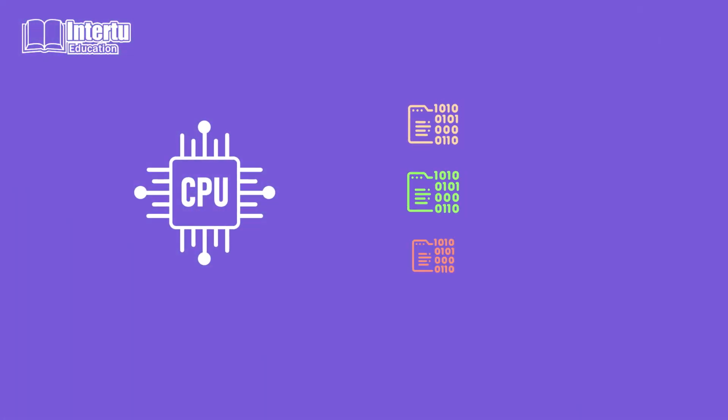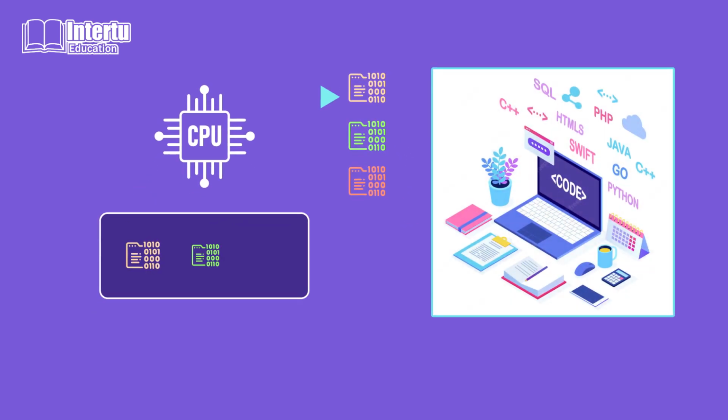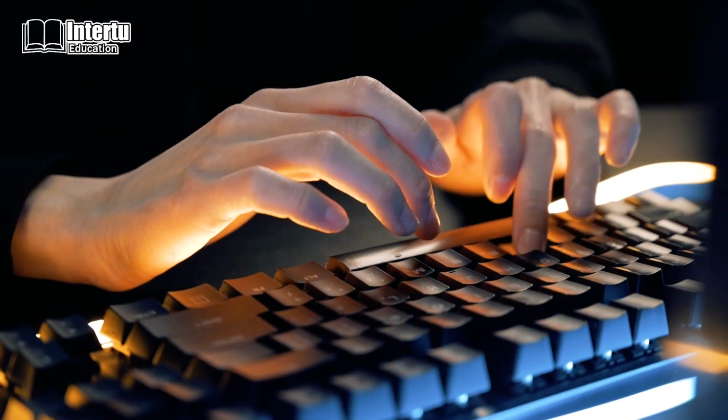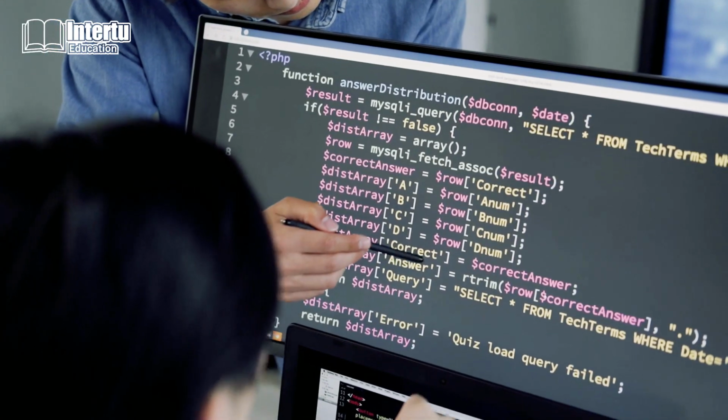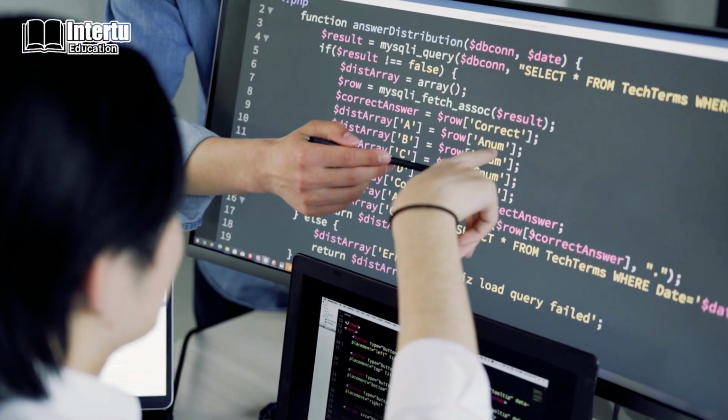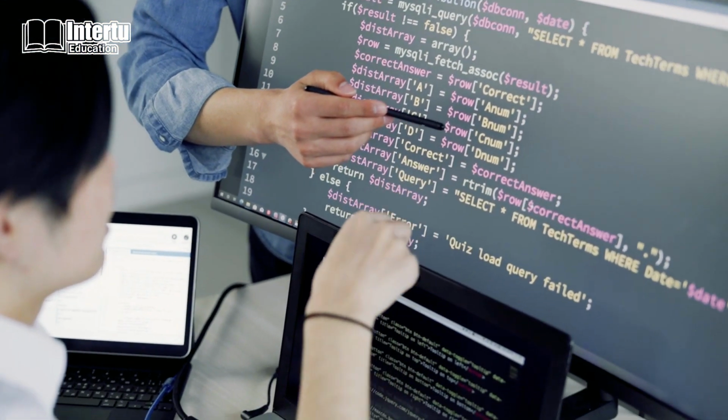And finally, we have machine code, which is the lowest level of programming language. It consists of binary instructions that are executed directly by the computer processor. Machine code is hard to read and write. It is usually generated by a compiler from a higher-level language.